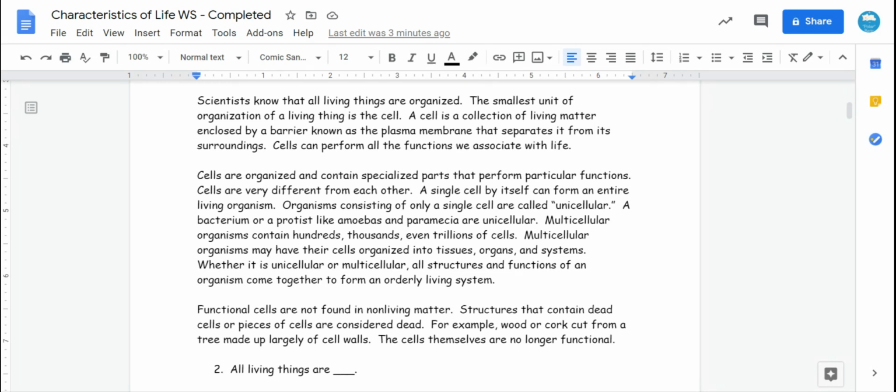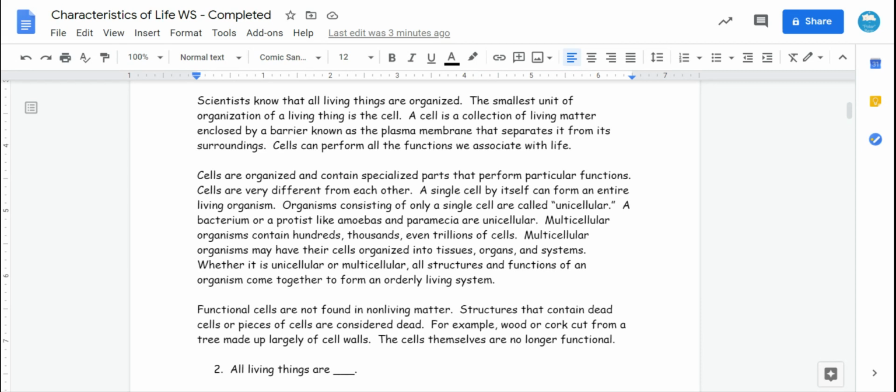If you have cells in you, but they're not working anymore, you're considered dead. So you are still a biotic factor. You're still a living part of that ecosystem. You just are not alive. So you are dead. So you're a dead biotic factor.